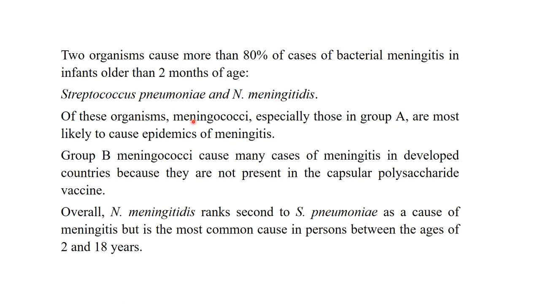Now, these organisms, meningococci especially those in group A, are most likely to cause epidemics of meningitis. Group B meningococci cause many cases of meningitis in developed countries because they are not present in the capsular polysaccharide vaccines. Overall, Neisseria meningitidis ranks second to Streptococcus pneumoniae as a cause of meningitis, but is the most common cause in persons between the ages of 2 and 18 years.